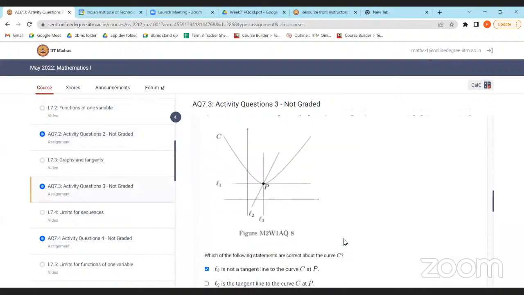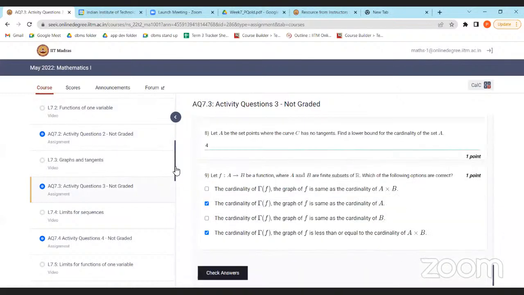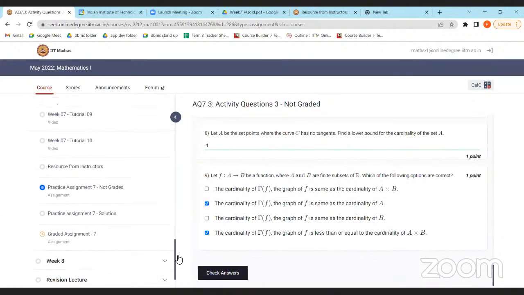Okay. Any other doubt in activity or practice? Then activity 2, question number 6.